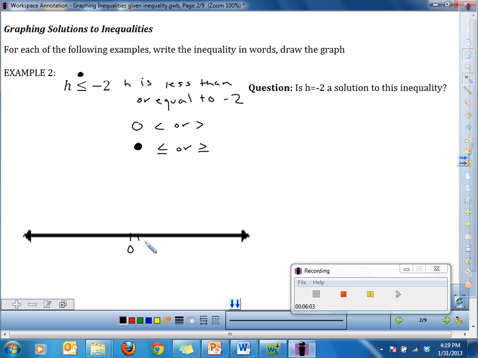I have 0, 1, 2, 3, 4, 5, 6, 7, 8, 9, 10. I'm just going to stop there. -1, -2, -3, -4, -5, -6, -7, -8, -9, -10. I'm going to put my closed dot at -2. So here's 0, here's -1, -2. Here's where my closed dot is.